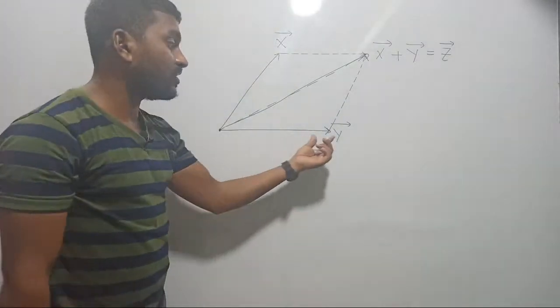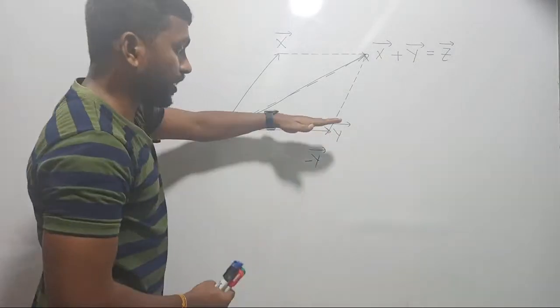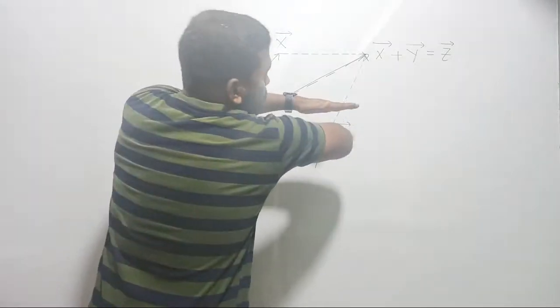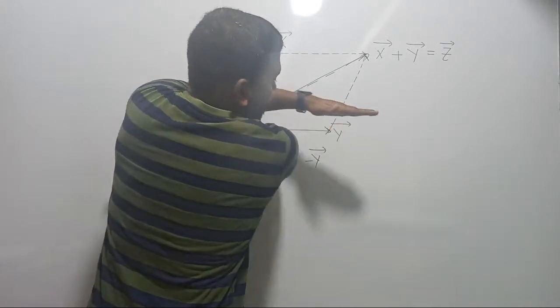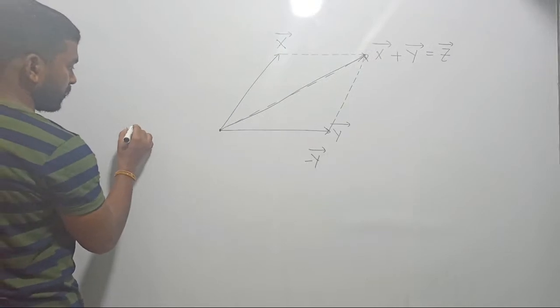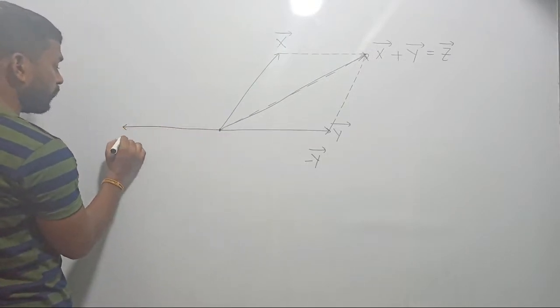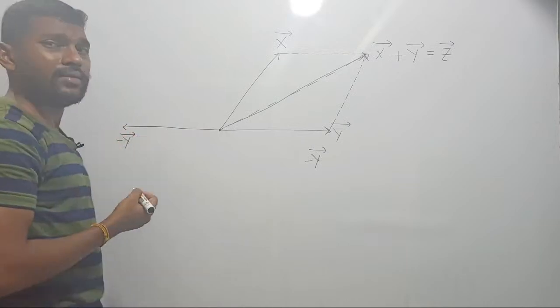So what is its meaning? This is the y vector. Minus y vector means there are 2 vectors. One vector I have to keep like this, the other opposite, like this. So they are traveling in opposite directions. Then where is the minus y vector now? Just go to the opposite direction and place it here. Once again, there is no difference between minus and plus.